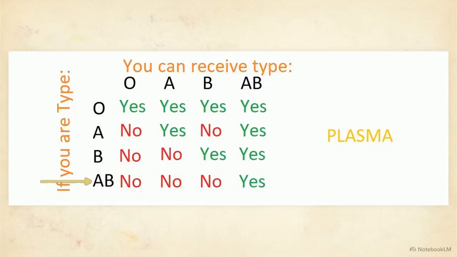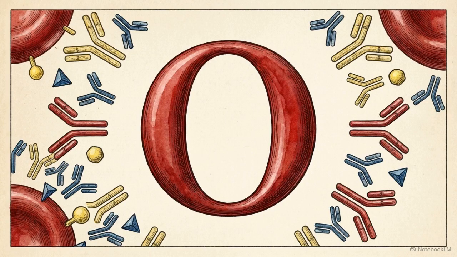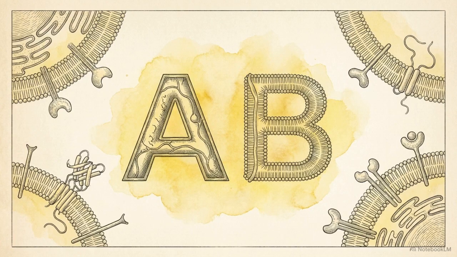This table maps that plasma logic. Looking at the bottom AB row, you see yes indicators across the board, identifying type AB as the universal plasma donor. Type O is the universal red blood cell donor because it lacks the targets for the immune system to attack. Type AB is the universal plasma donor because it lacks the weapons to execute an attack.